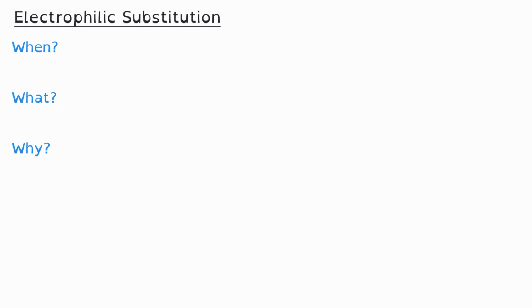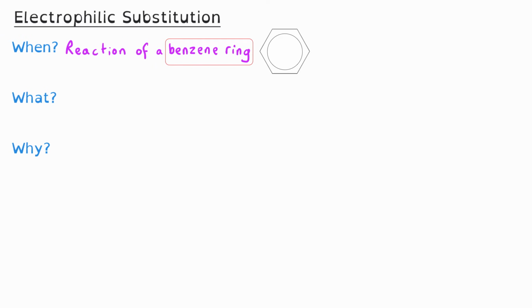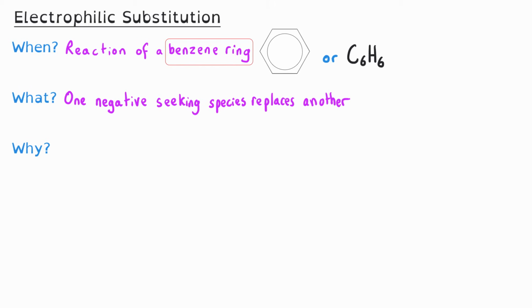The electrophilic substitution mechanism occurs when there is a reaction of a benzene ring. And not just a benzene ring being present, the ring itself needs to change. We can represent the benzene ring with the hexagon with the circle inside it for the delocalized electron cloud, or we can just use the formula C6H6 for the benzene ring, but obviously if there are groups already on the ring, it won't be C6H6. And what occurs, in simple terms, is one negative seeking species replaces another. And in electrophilic substitution, it's always an H+ ion that is replaced.